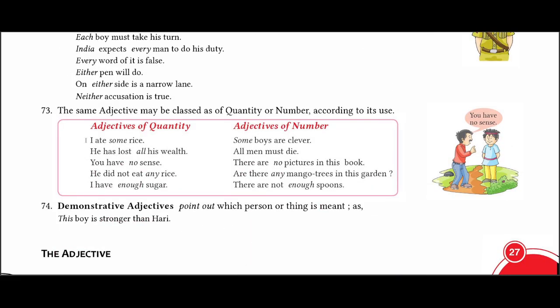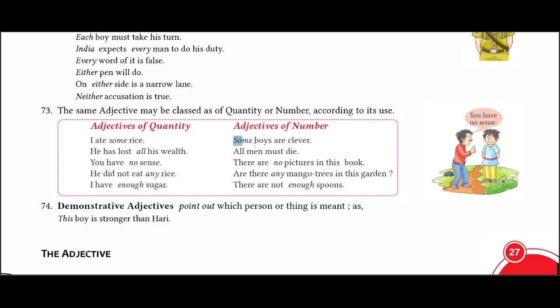Now, point number 73. Look at this statement: I ate some rice. Rice is an uncountable noun, and some is telling the quantity of this noun. So, some is an adjective of quantity.